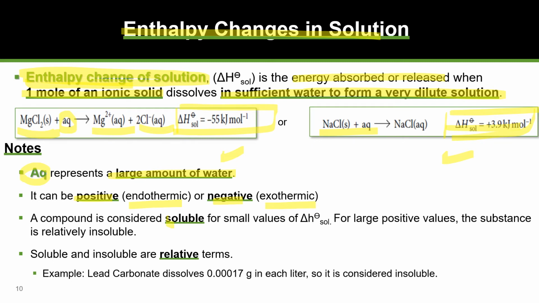A compound is considered soluble for small values of delta H, and for large positive values, the substance is relatively insoluble. So soluble and insoluble are relative terms, because if we talk about, for example, lead carbonate, the lead carbonate dissolves in water, but the amount that is going to dissolve is so small that it's considered insoluble.